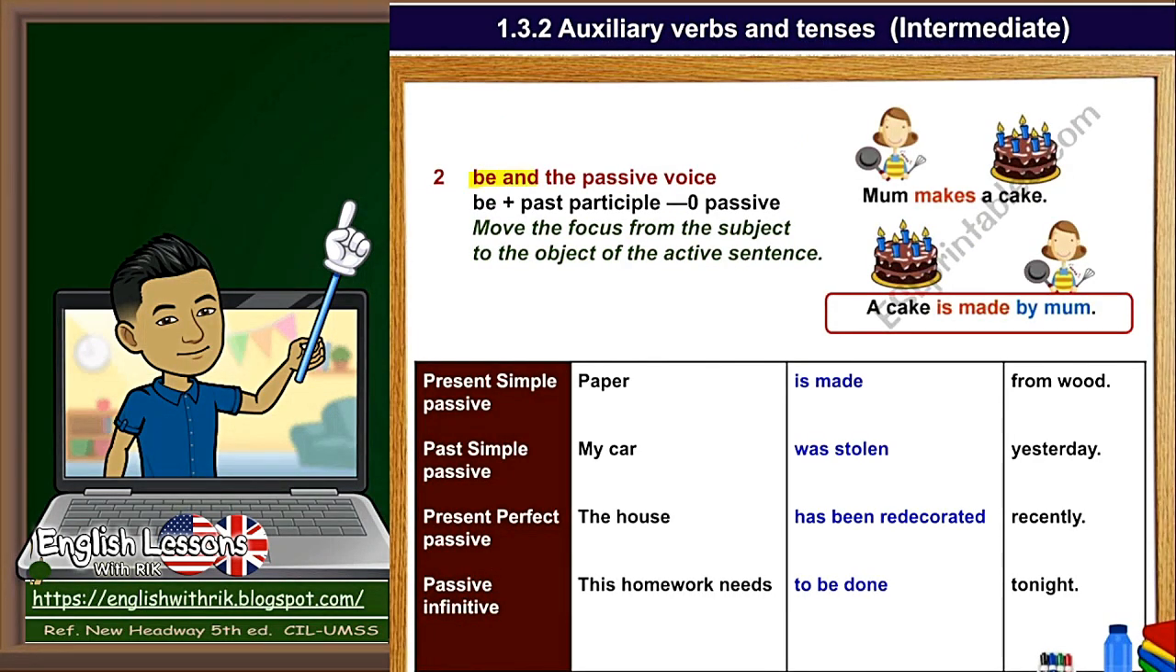Be and the passive voice. We use be with a past participle to form the passive. Passive sentences move the focus from the subject to the object of the active sentence. Present simple passive. Paper is made from wood. Past simple passive. My car was stolen yesterday. Present perfect passive. The house has been redecorated recently. Passive infinitive. This homework needs to be done tonight.